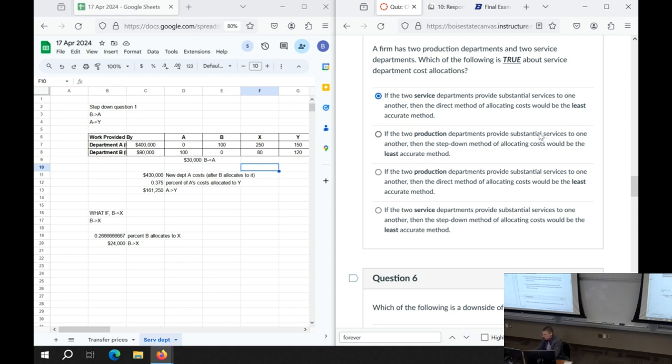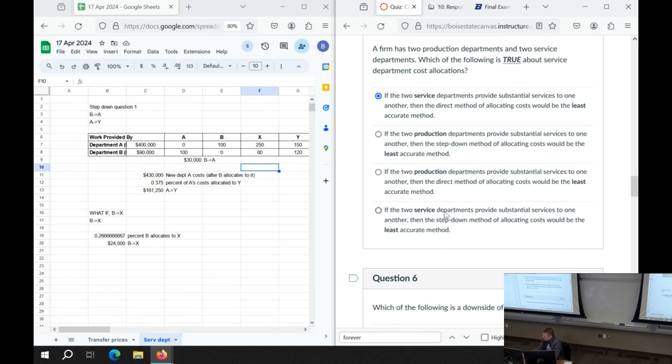So this has nothing to do with service department cost allocation. So this is not right. Is it true that if the two production departments provide substantial services? Oh boy, okay. Again, I'll just stop right there. Doesn't matter. The production departments aren't what matters. It isn't what creates the interdependency. It's the service departments creating interdependency.